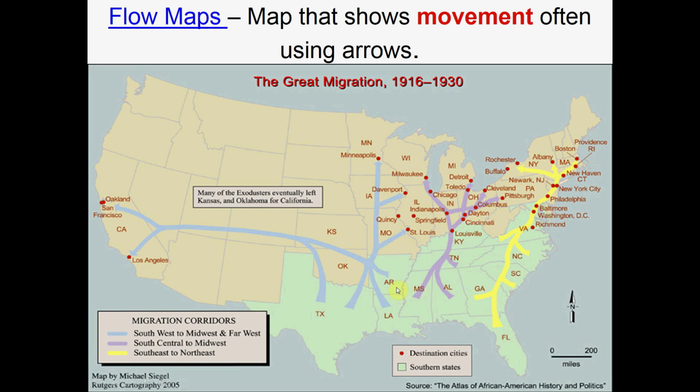A flow map will always use arrows and have an origin, and it'll also have a destination. So you can see from this map that most African Americans traveled up to Boston, Chicago, Minneapolis, and out west to LA during the Great Migration.